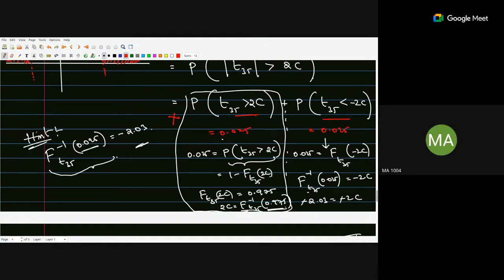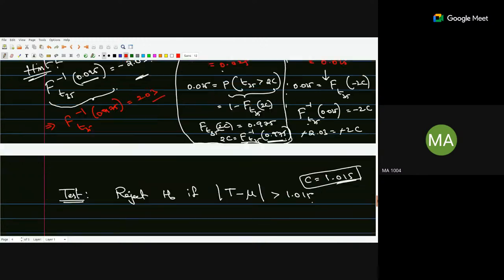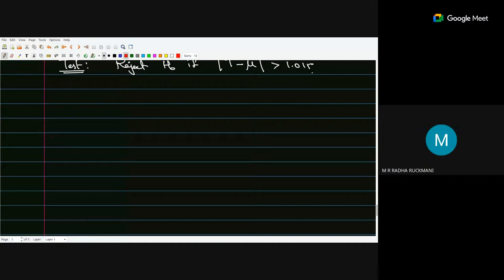See, if you had taken the first one, if you know this is equal to 2.03, then you can take this also, because it is actually 1 minus 0.025. But how do you know this? These are F inverses, inverse functions of the T distribution. But usually if they're symmetrical, 0.025 is the same as 1 minus 0.025, that is 0.975. How? See, the CDF of the T distribution is different, right? The CDF of the T distribution will not be symmetric. The symmetry of the T distribution is for the PDFs.